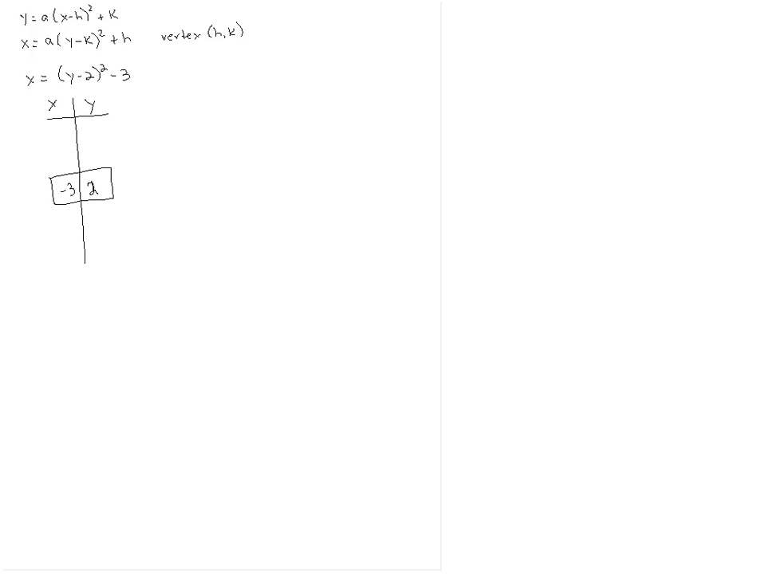Now, instead of plugging, you have to solve for x. So we're not going to put numbers on the x side. We're going to put numbers on the y side. So you have 1 and 0, and you have 3 and 4. So x equals, plug in a 0, 0 minus 2 squared minus 3, which is negative 2 squared minus 3, which is 4 minus 3, which is 1. Or plug in the 1. X equals 1 minus 2 squared minus 3, which is negative 1 squared minus 3, which is 1 minus 3, which is negative 2.